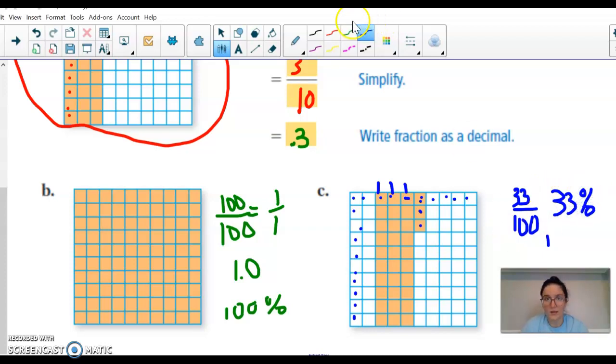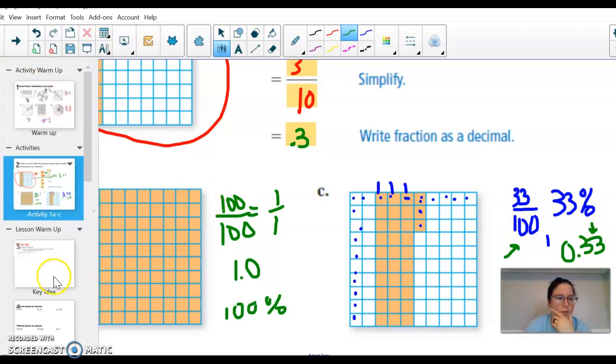And then your denominator is a place value for your decimal places. So that means the hundredths place. So 33 is in the hundredths place. So 0.33. And if you see, it ends in the hundredths place. So that's the second part.